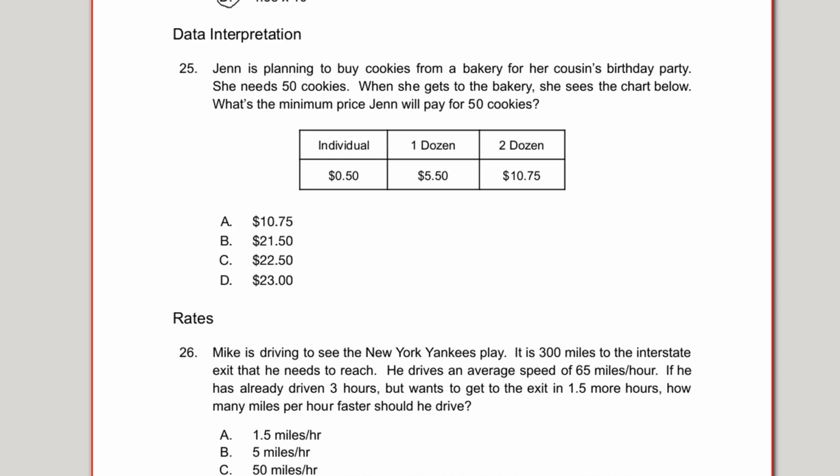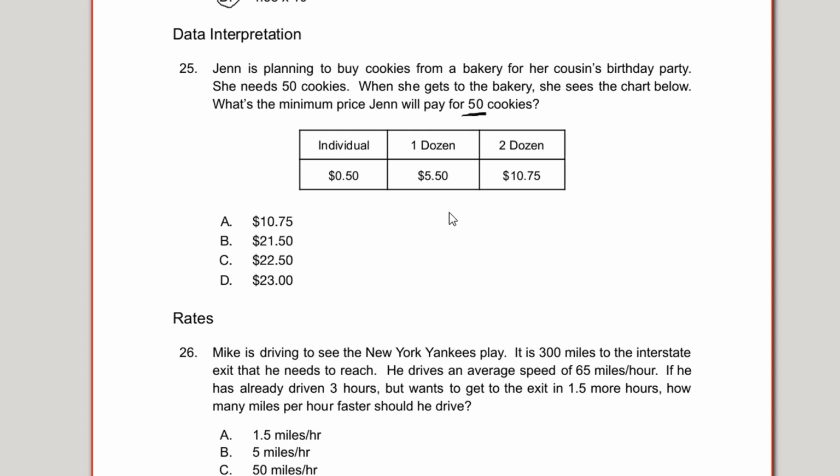With question 25, we're going to look at data interpretation, and it has a chart. We've already had a couple of charts, and we'll have a few others, but this one is strictly focused on charts. Jen is planning to buy cookies from a bakery for her cousin's birthday party. She needs 50 cookies. When she gets to the bakery, she sees the chart below. What's the minimum price Jen will pay for 50 cookies?